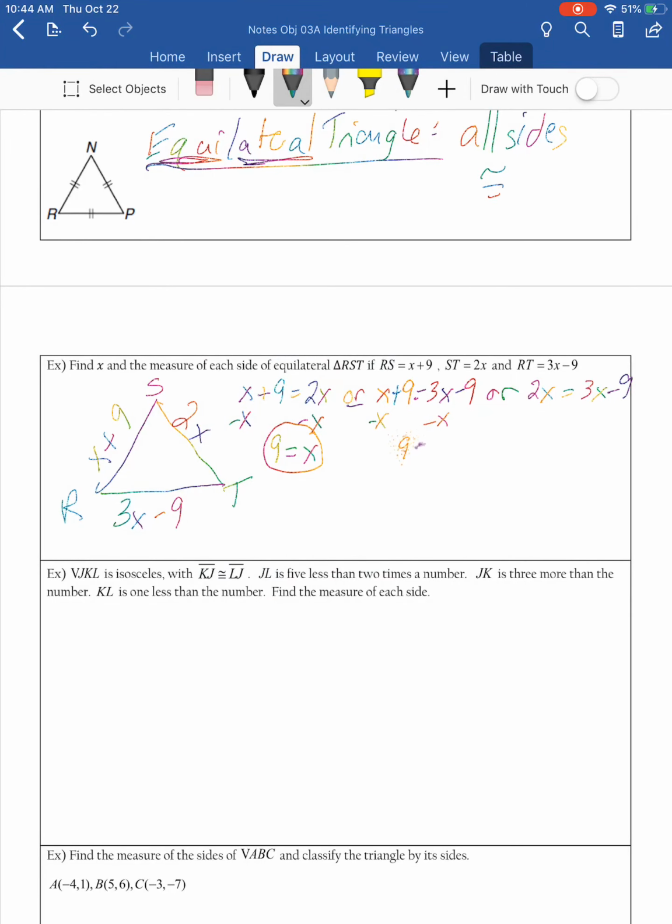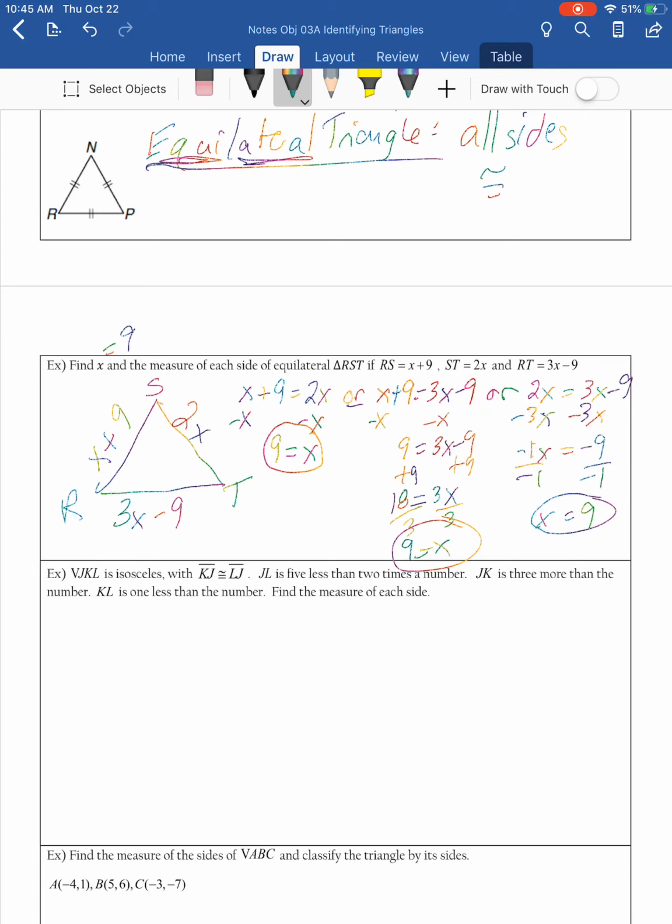Subtract x, so I have 9 is equal to 3x minus 9, plus 9, plus 9, 3x is equal to 18, divide by 3, divide by 3, x is equal to 9. So see, I got the same thing there. And if you did this one, this is going to be negative 1x is equal to negative 9, divide by negative 1, x is equal to 9. So 9 is definitely my answer. So I know x is equal to 9.